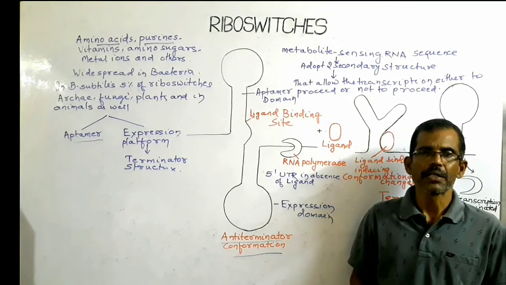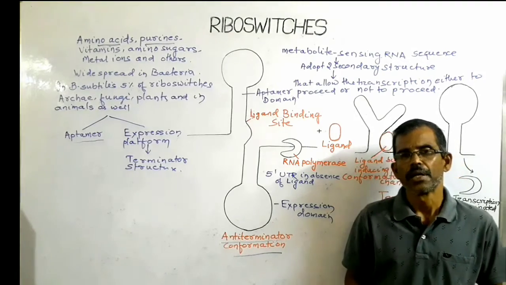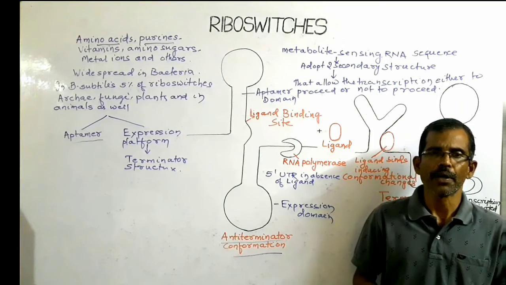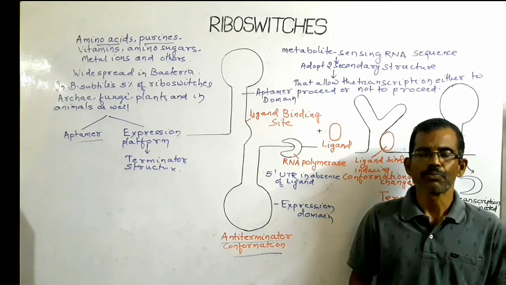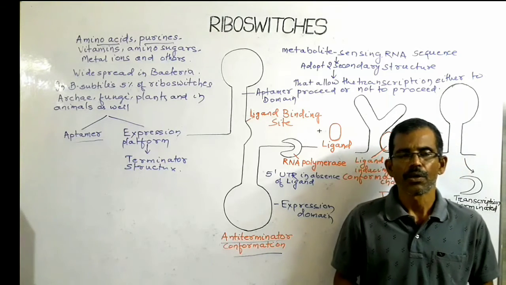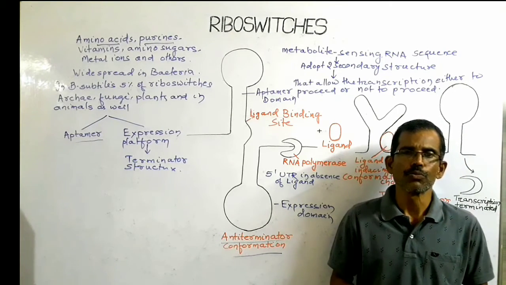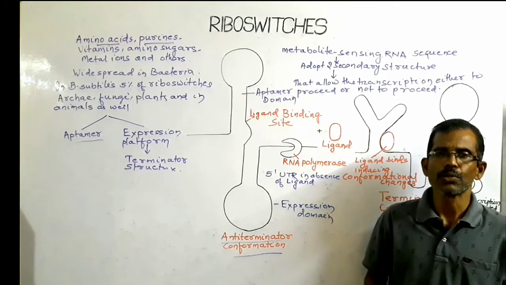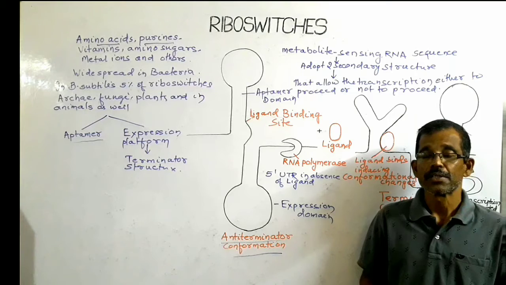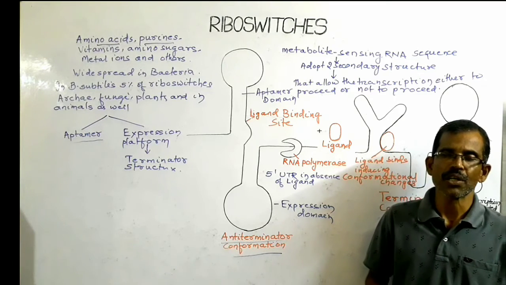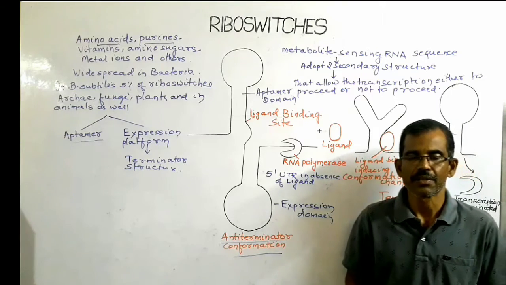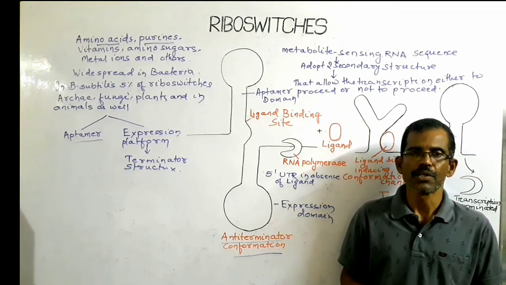Finally, there are some bacterial riboswitches in which, like attenuation of the tryptophan operon, the alternative conformation of the 5' untranslated region causes the transcription to be completed. But when the ligand binds to the aptamer domain, this induces a conformational change that inhibits the process of translation. Friends, this is about riboswitches.